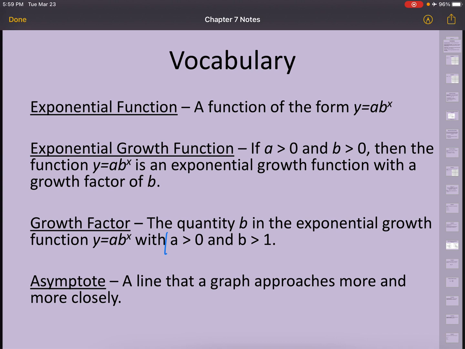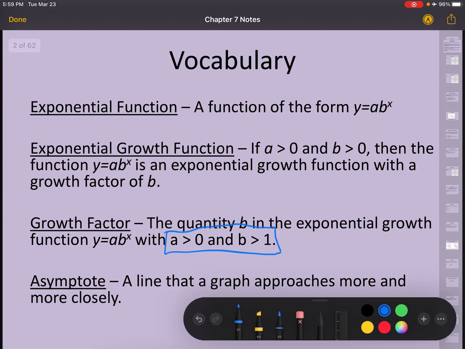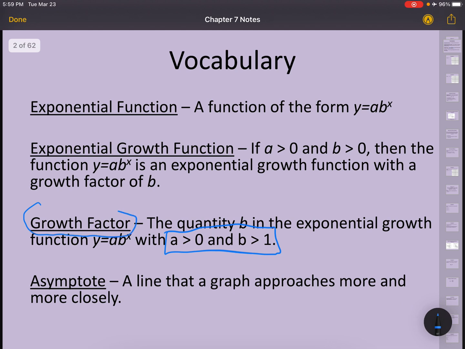So that distinctive trait right here, a is greater than 0 and b is greater than 1, makes the exponential function a growth one. Okay, and lastly, an asymptote is just a line that a graph approaches more and more closely, but it's never going to touch it. Okay, so we're going to look at and see what kinds of asymptotes exponential growth functions can have.